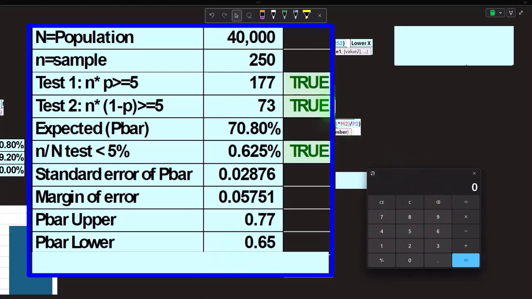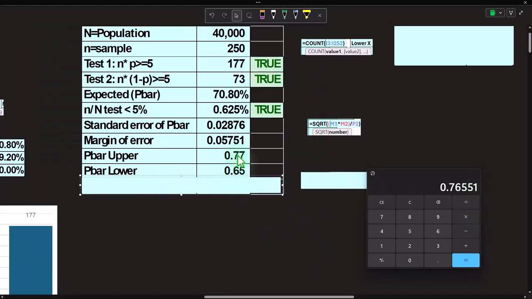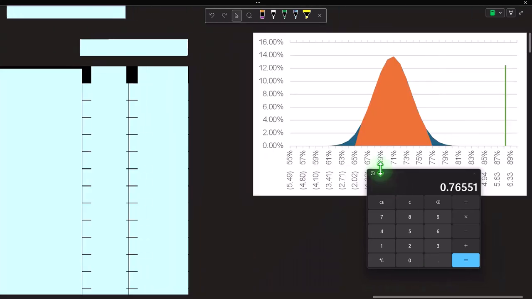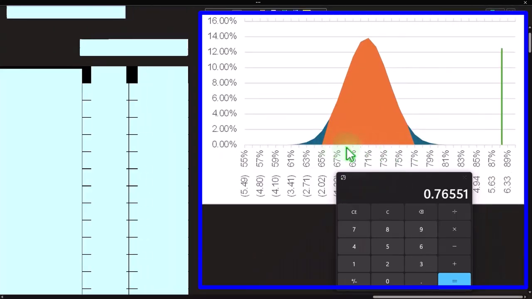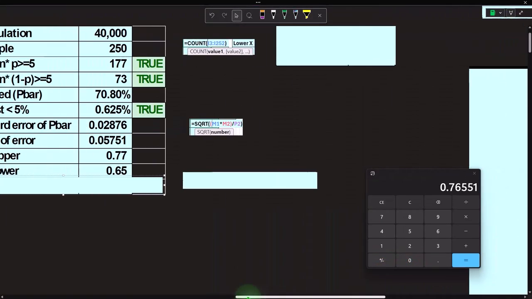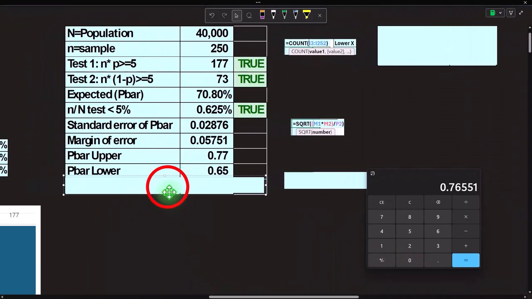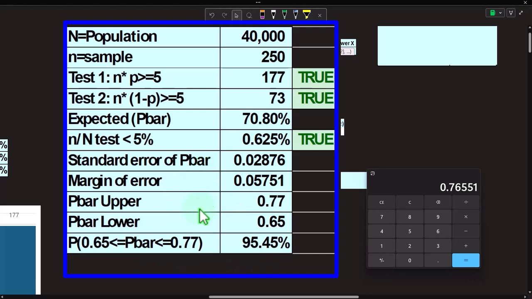The upper bit is the middle point again, 0.7080, plus the margin of error, 0.05751. That's going to give us about 0.77, rounded up with the 5 there. So that's going to be our range. These two are the outer points of the orange bit, and the middle bit is, of course, the average or mean of this information.